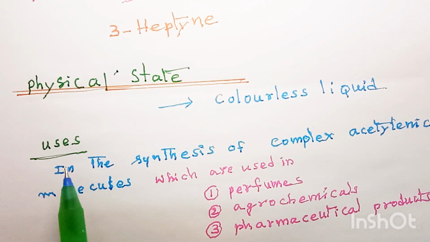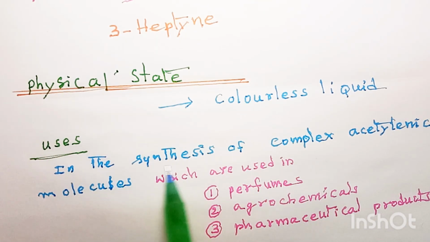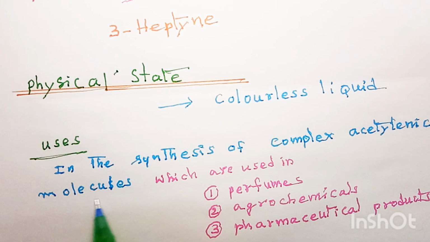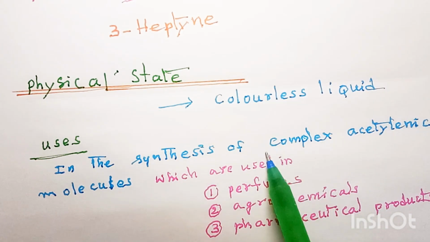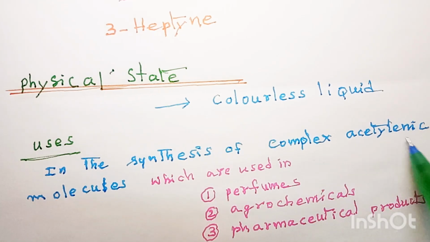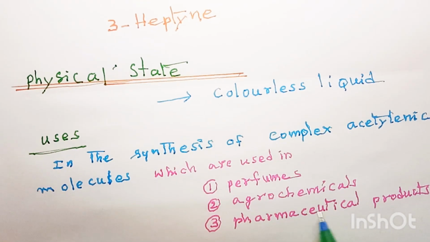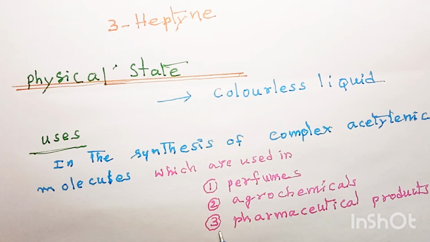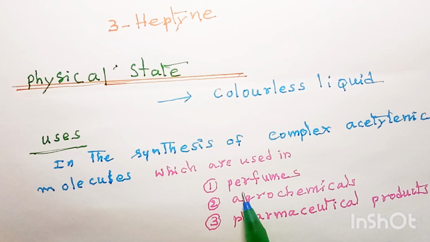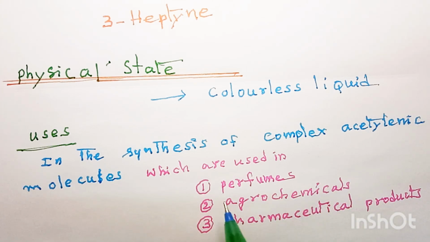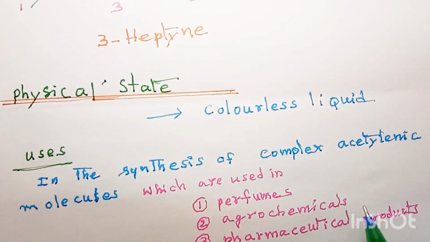Uses of heptyne. It is used in the synthesis of complex acetylenic molecules, which are used in perfumes, pharmaceutical preparations and agrochemicals. So it is used to prepare complex acetylenic molecules used in perfumes, agrochemicals and pharmaceutical products.